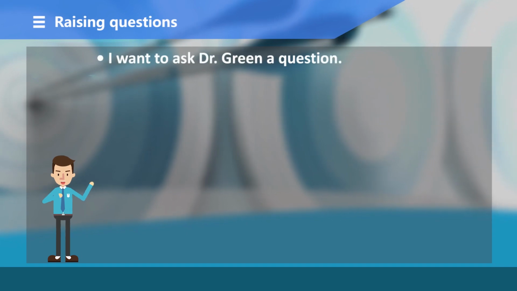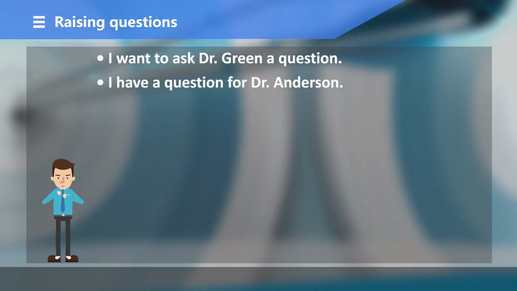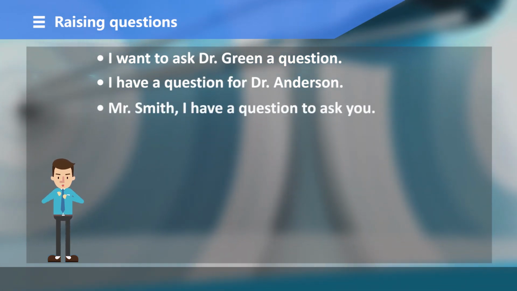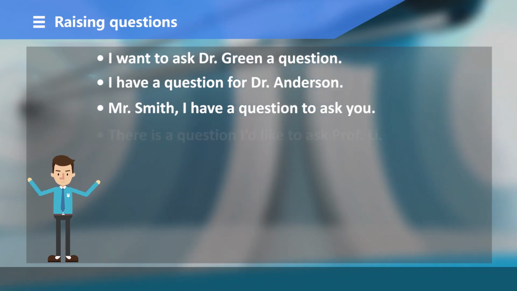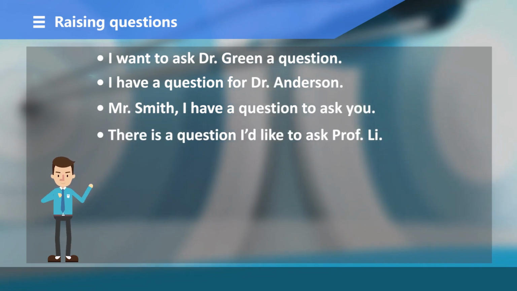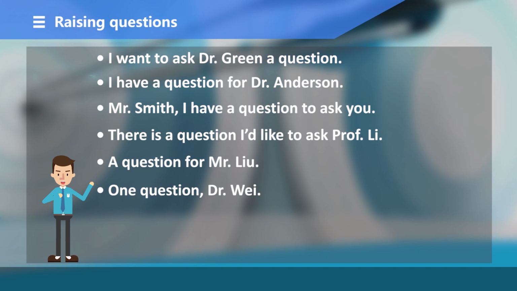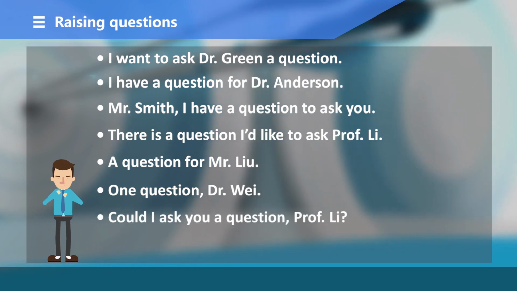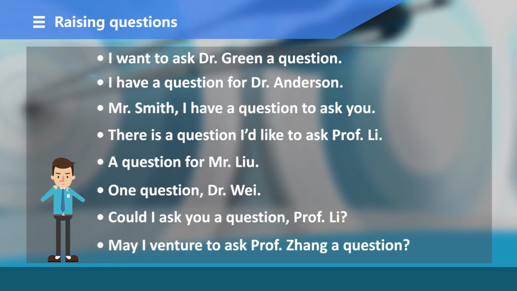If you are the audience, you can ask the speaker a question in this way. I want to ask Dr. Green a question. I have a question for Dr. Anderson. Mr. Smith, I have a question to ask you. There is a question I'd like to ask Professor Lee. A question for Mr. Liu. One question, Dr. Wei. Could I ask you a question, Professor Lee? May I venture to ask Professor Zhang a question?